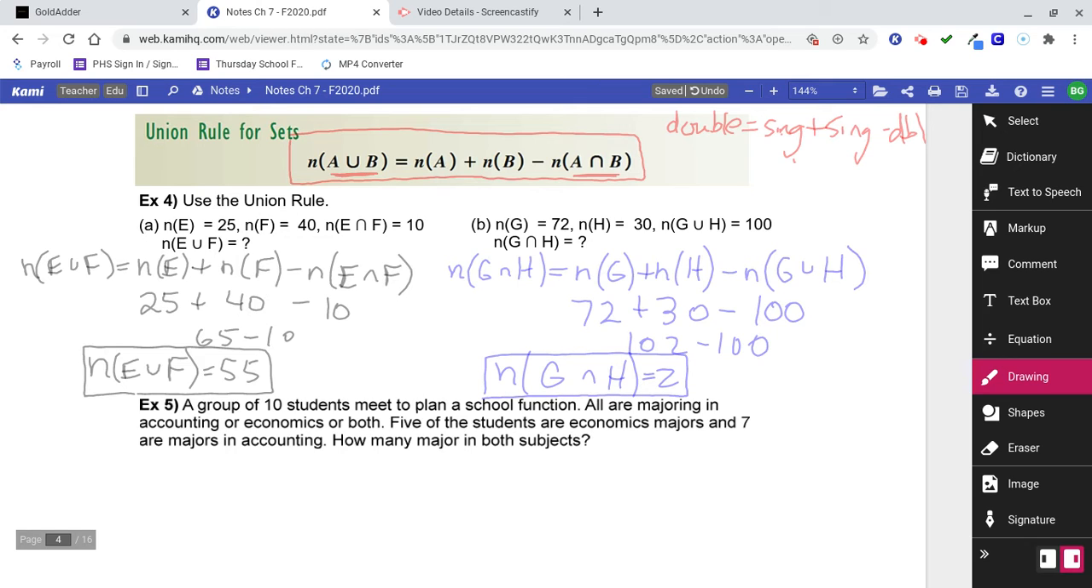Are you going to have to memorize that formula? Well, have you already? Okay, if you just remember double equals single plus single minus double, it's not that hard to memorize.